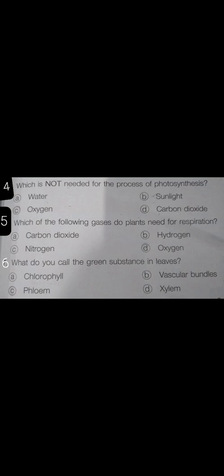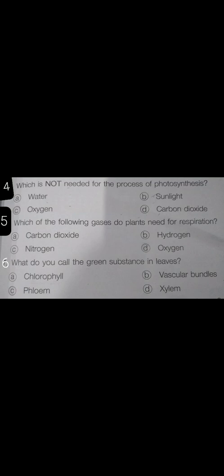A, there is less water in the soil. B, the plant gains water. C, the plant absorbs less water. D, the plant loses water faster than it absorbs it. Okay, number four. This is number four, five, and six. I just changed the number. Number four, which is not needed for the process of photosynthesis?